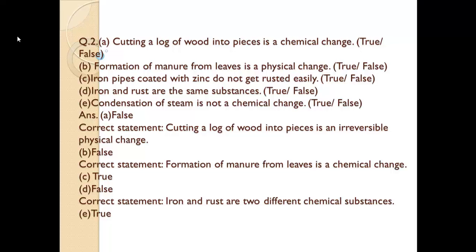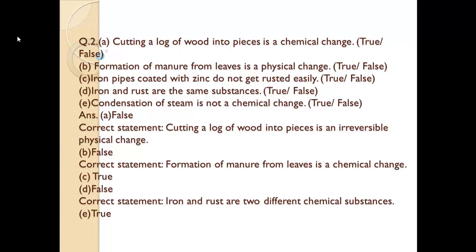Formation of manure from leaves is a physical change. We know that formation of manure from leaves is a chemical change. New substances are produced during this change. So it is also a false statement. So here is the correct statement given. Iron pipes coated with zinc do not get rusted easily. That is a true statement. Okay. So coating of zinc on iron is called galvanization. Hope you remember that term.